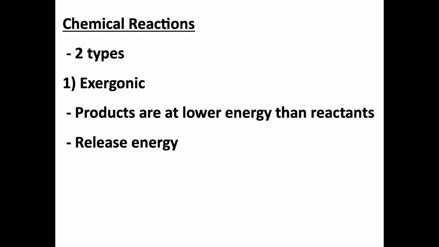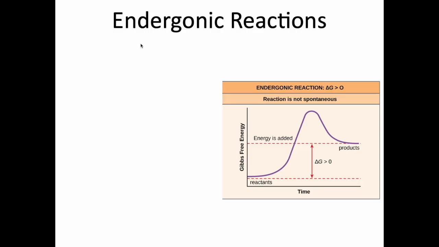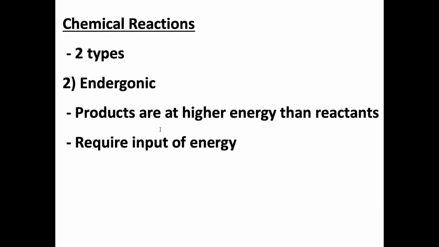You could imagine the other of these two types of chemical reactions is the exact opposite. This is called an endergonic reaction. You start with low energy things, you end up with high energy things. Energy cannot be created or destroyed, so if you want to go from low energy to high energy, you need to put energy into this reaction. So endergonic reactions are where products are at higher energy than the reactants, and this type of reaction requires an input of energy.